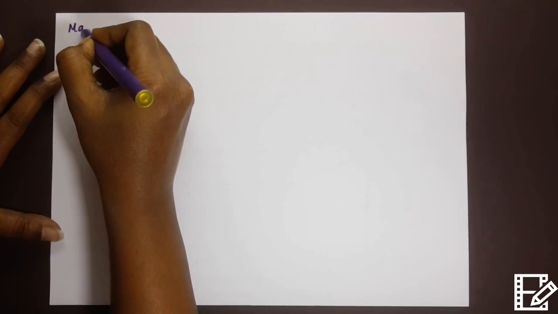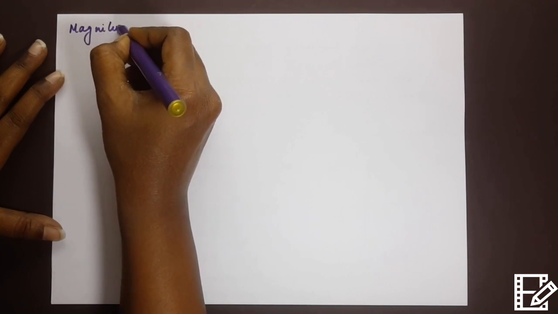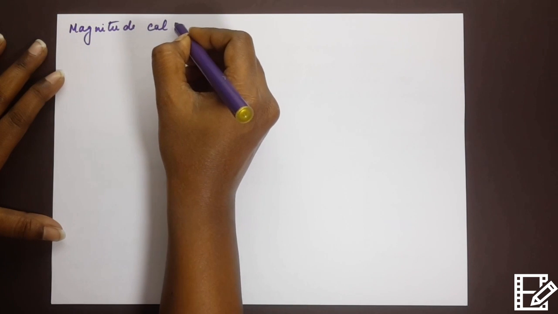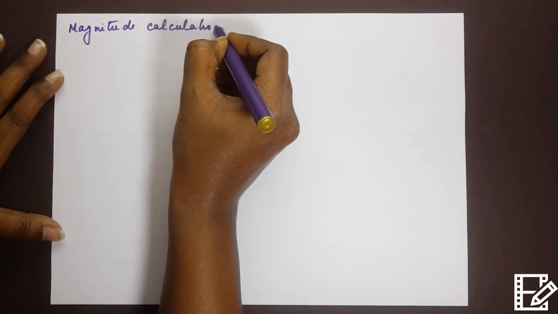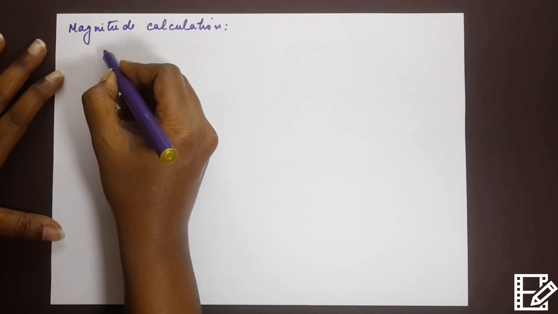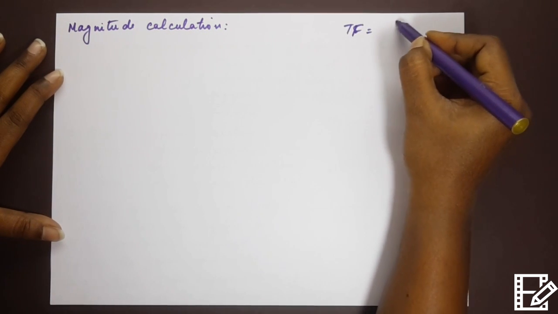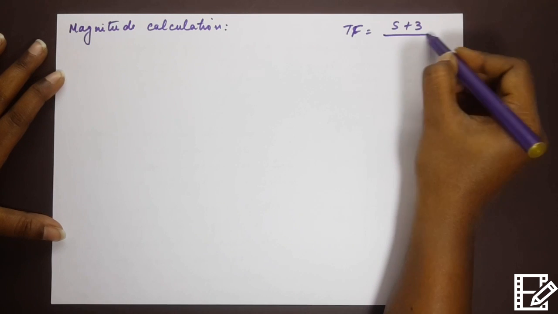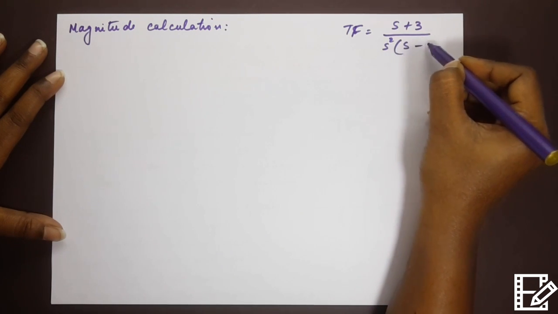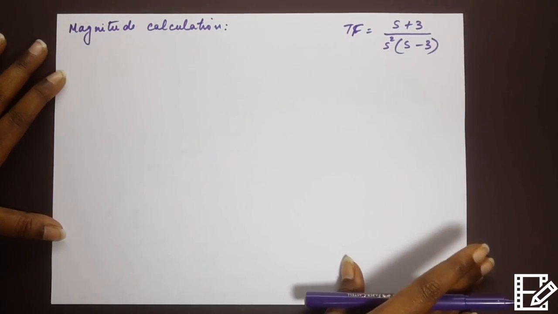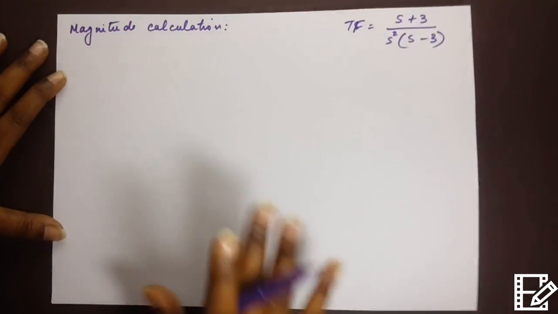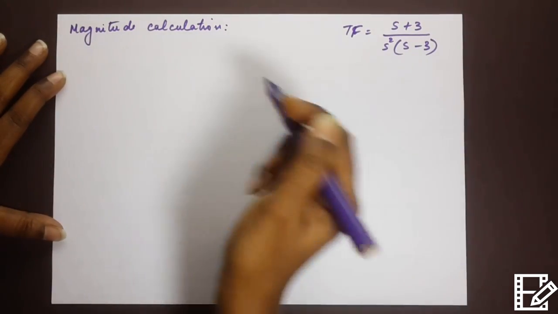So we start with magnitude calculation. Let me write down the transfer function. The transfer function is (s plus 3) divided by s square into (s minus 3). So this is what has been given to us. Now for the magnitude calculation.